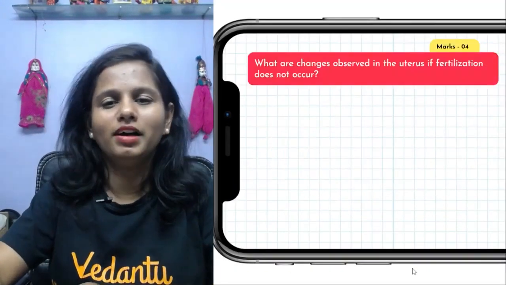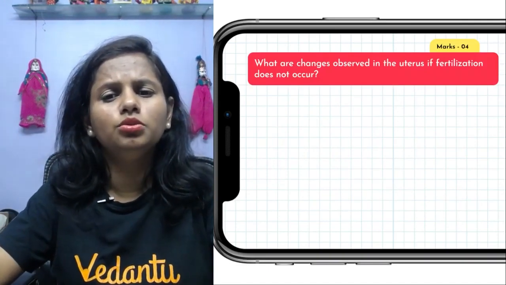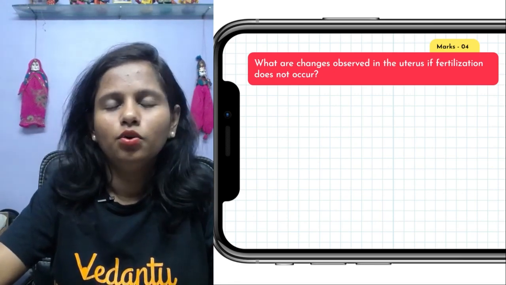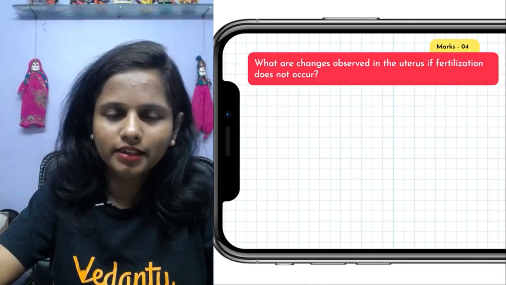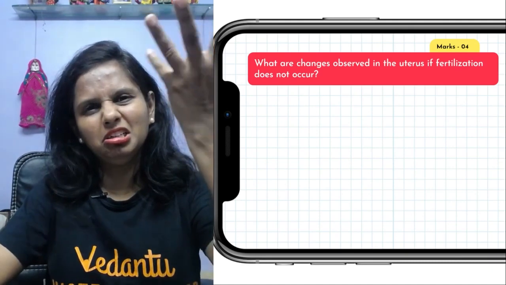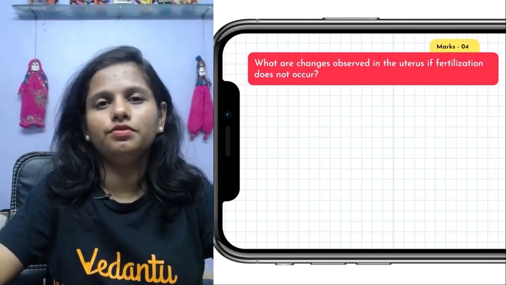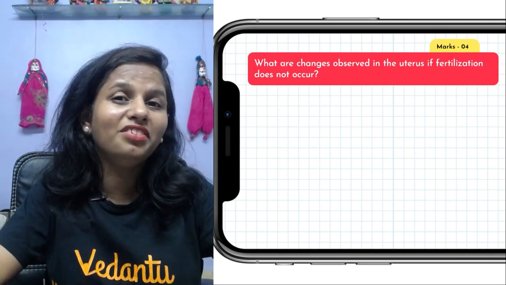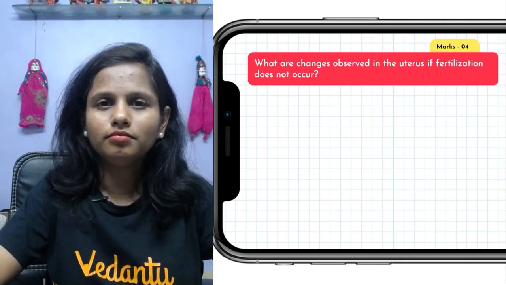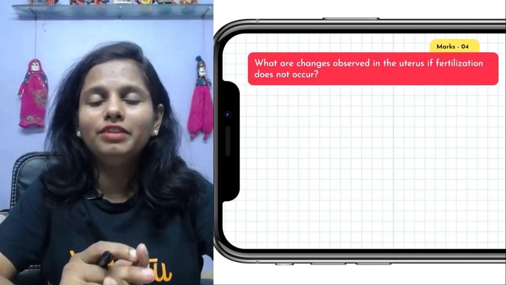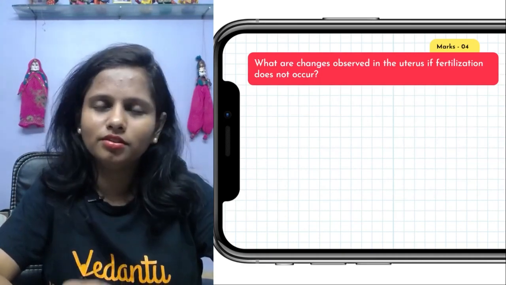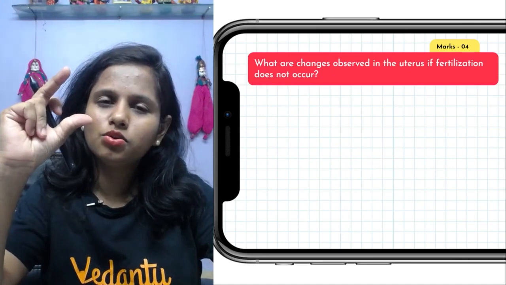So let's talk about the 4 markers. Now, what are the changes observed in the uterus if fertilization does not occur? Every month the ovary releases one egg so that it can get fertilized and pregnancy can be established. However, if the egg is not fertilized, the egg degenerates. In order to receive the fertilized egg, the uterus prepares itself every month. It becomes soft, thick, vascular, well supplied with blood vessels so as to nourish the developing embryo. But if fertilization doesn't occur, the uterus lining slowly and gradually degenerates.